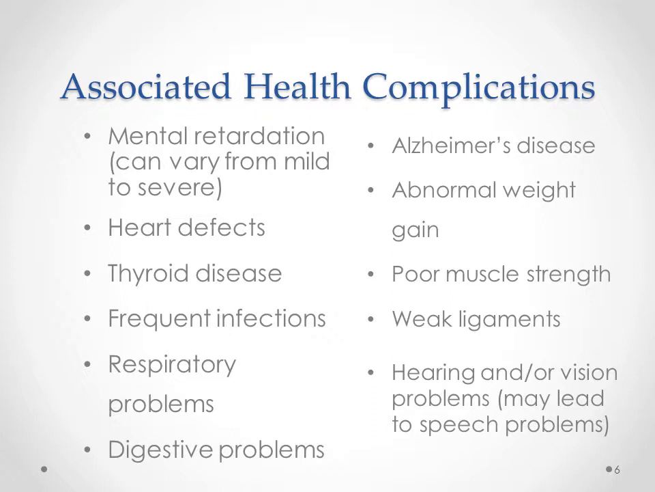Again, you'll see that abnormal weight gain, possibly due to thyroid disease. It could be because of intellectual impairment and not preparing adequate food or nutritious diets. You'll see poor muscle strength, which could be due to low tone. You'll see weak ligaments. And you may see hearing and or vision problems also. And those vision and hearing problems can result in speech problems.